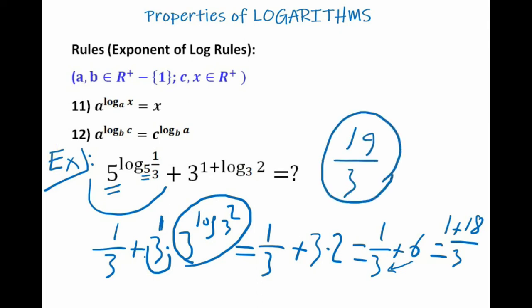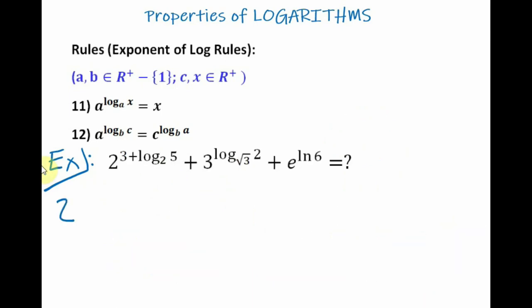And now let's take a look at the next question. 2 to the power of 3 times 2 to the power of logarithm of 5 in base 2 plus 3 to the power of logarithm of 2. I'm going to write square root of 3 as a power, so it's going to be 3 to the power of 1 divided by 2. Plus, actually, this one was in our previous example. We can easily write that e to the power of ln 6 is 6, guys.